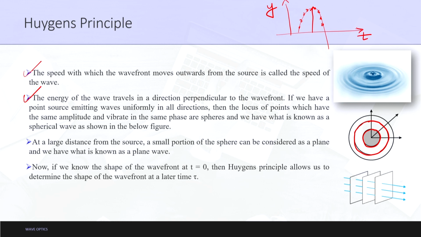So, if we have a point source emitting waves uniformly in all directions, then the locus of points which have the same amplitude and vibrate in the same phase are spheres, and we have what is known as a spherical wave, as shown in the below figure. So, this is the only concept being talked about here.